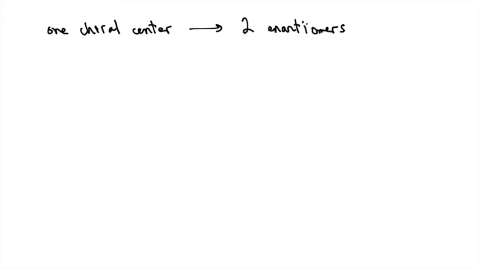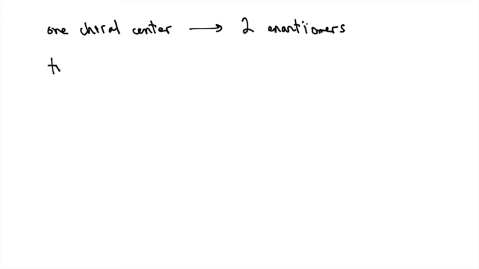So I want to switch gears a little bit and talk about the potential for the number of stereoisomers for a particular configuration. So let's take a step back and consider a molecule that contains multiple stereocenters. If a molecule has one chiral center, we say that there are two enantiomers. One of those enantiomers will be the S configuration, and one will be the R configuration.